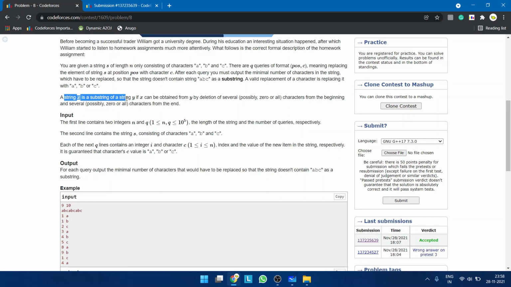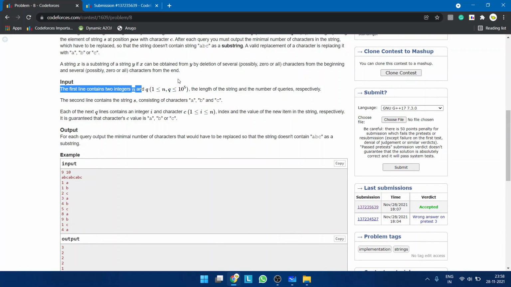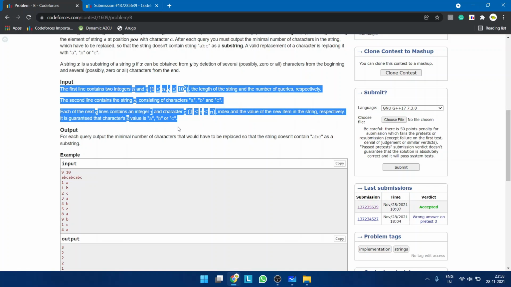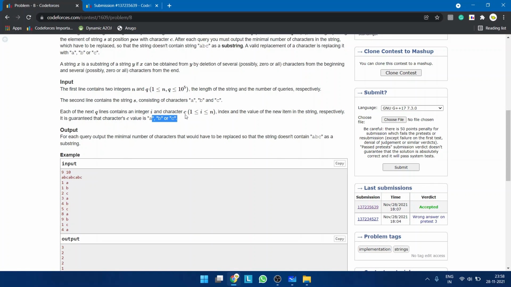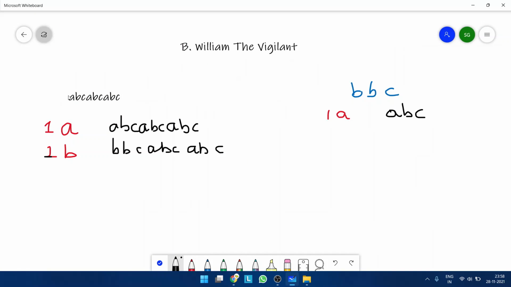a substring X is a substring of Y if it can be obtained from Y by deleting some number of characters from the beginning and some from the end. Okay, so this is the input, and all of A, B, C is always A, B or C. So considering this, now this was our input string that we were given. Initially we have three ABCs as substrings. So initially our count was 3.